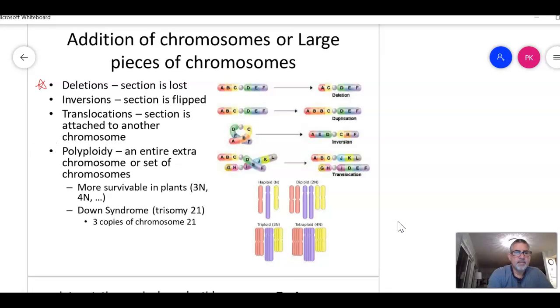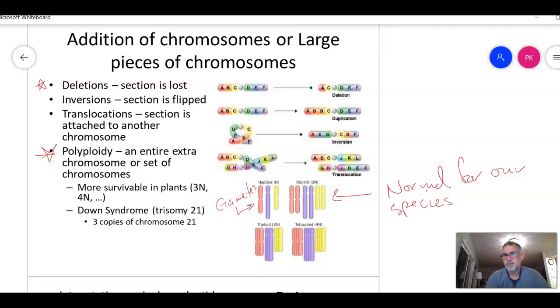A polyploidy is an entire set of chromosomes, right? So haploids or gametes, right? Our gametes are haploid, right? Our sperm and egg are haploid. And we join two haploids and we get a diploid. So this is normal for our species and for most animals. If you get an extra set, you'd be triploid. If you get an extra two sets, you'd be tetraploid.